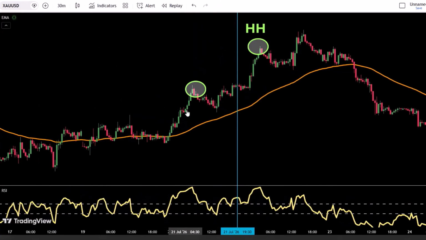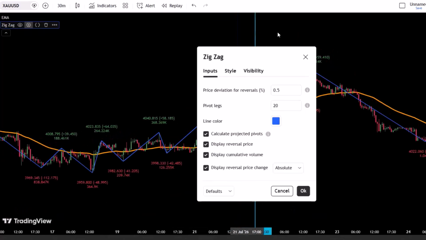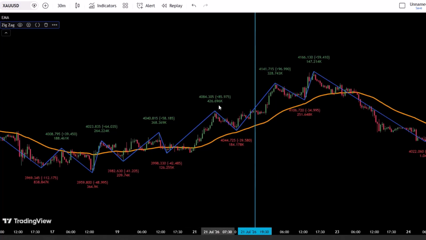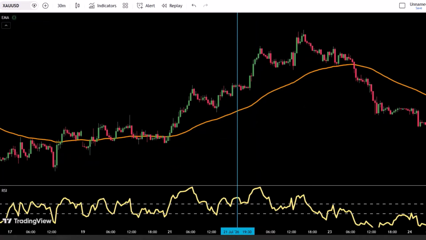That means the price is making higher highs and higher lows. In simple terms, each new swing high is higher than the previous swing high, and each new swing low is higher than the previous swing low. If you are still learning to identify higher highs and higher lows, you can use the zigzag indicator as a visual guide. It makes swing highs and swing lows much easier to spot. If you don't see this bullish pattern, don't take the trade. Even a strong RSI signal can fail when the overall trend is unclear.